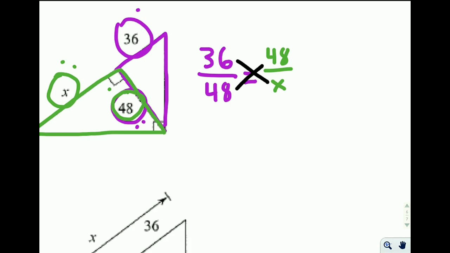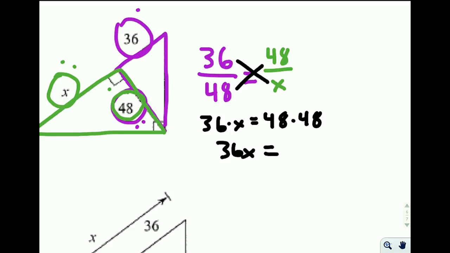So we take 36 times x equals 48 times 48. 36x over here, just put that together, and then 48 times 48, I have to grab my calculator real quick, comes out to 2304. And then we divide both sides by 36 to get our answer, to get our x.